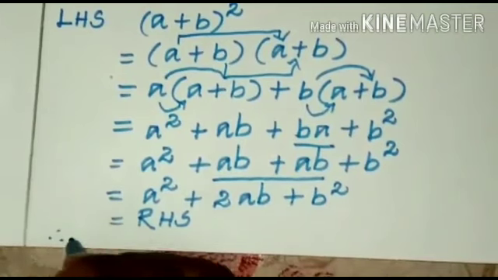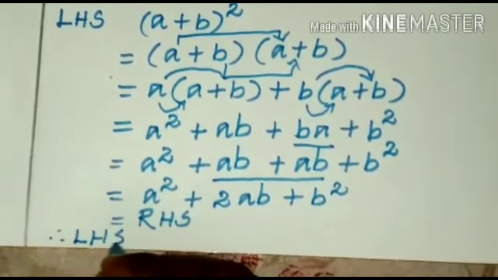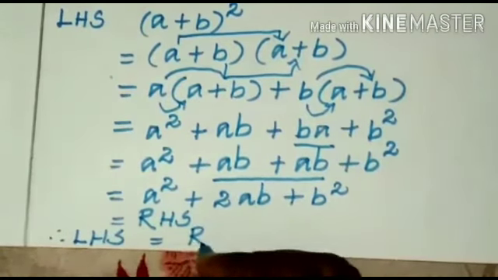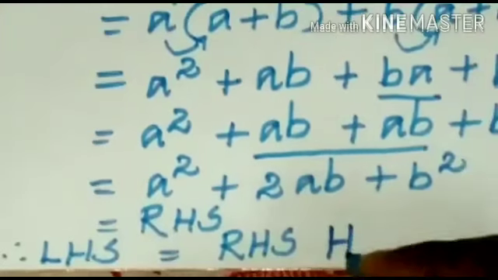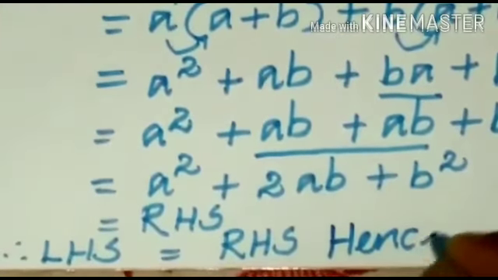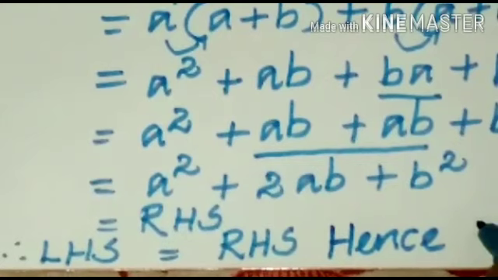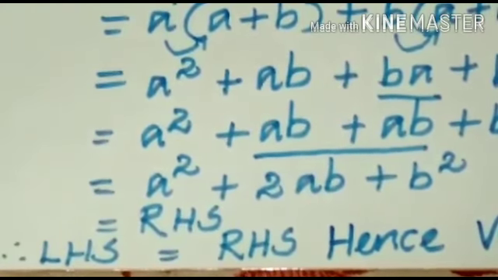So therefore left hand side is equal to right hand side. Hence verified this property, that is a plus b the whole square is equal to a square plus 2ab plus b square.